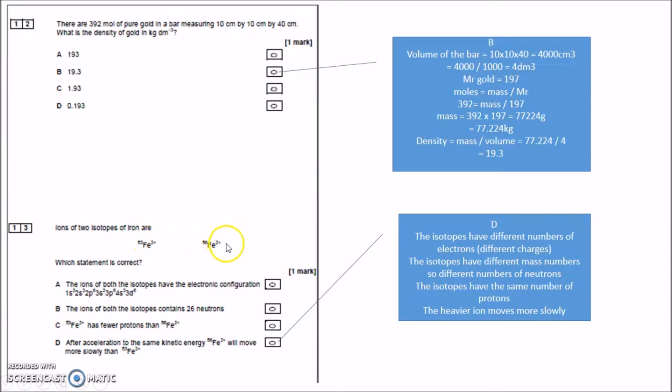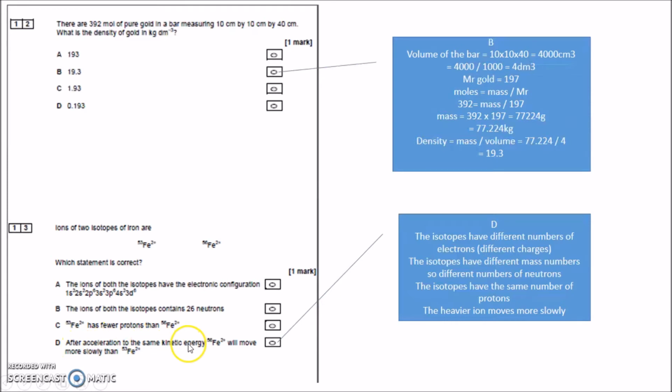They've got different numbers of electrons because they've got different charges. They had the same number of electrons to start off with, but got different charges, so lost different numbers of electrons. But the number of protons has stayed the same. They're the same element, Fe and Fe. They're both element Fe with the same proton number. So C is wrong. D must be right.